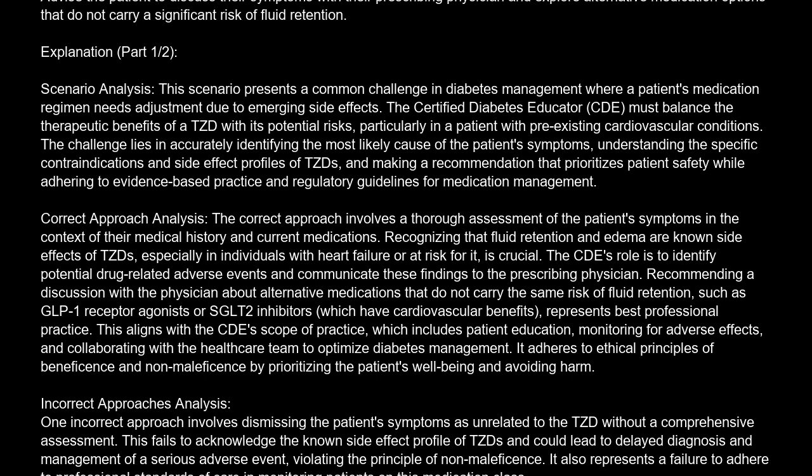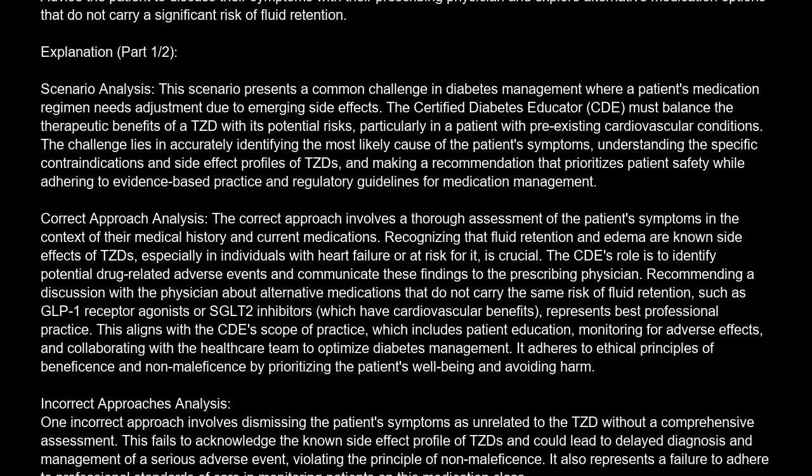Incorrect approaches analysis. One incorrect approach involves dismissing the patient's symptoms as unrelated to the TZD without a comprehensive assessment. This fails to acknowledge the known side effect profile of TZDs and could lead to delayed diagnosis and management of a serious adverse event, violating the principle of non-maleficence. It also represents a failure to adhere to professional standards of care in monitoring patients on this medication class.